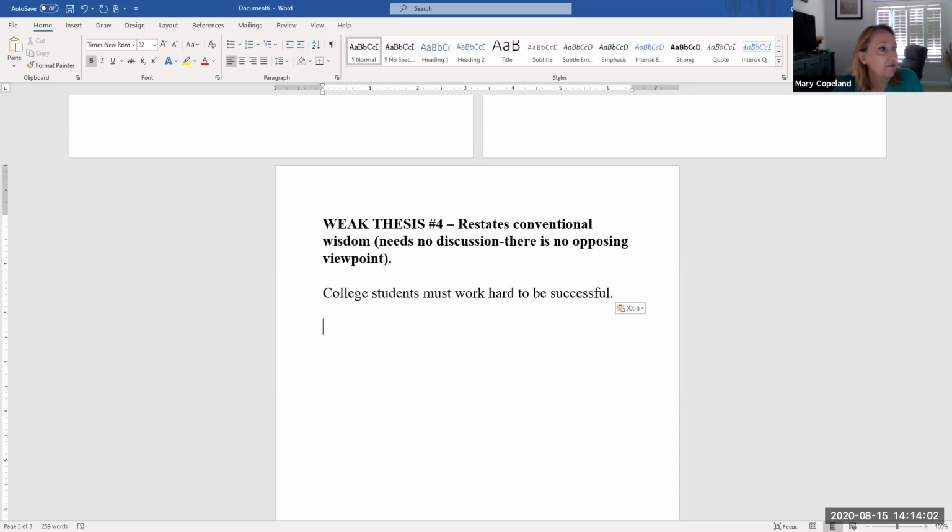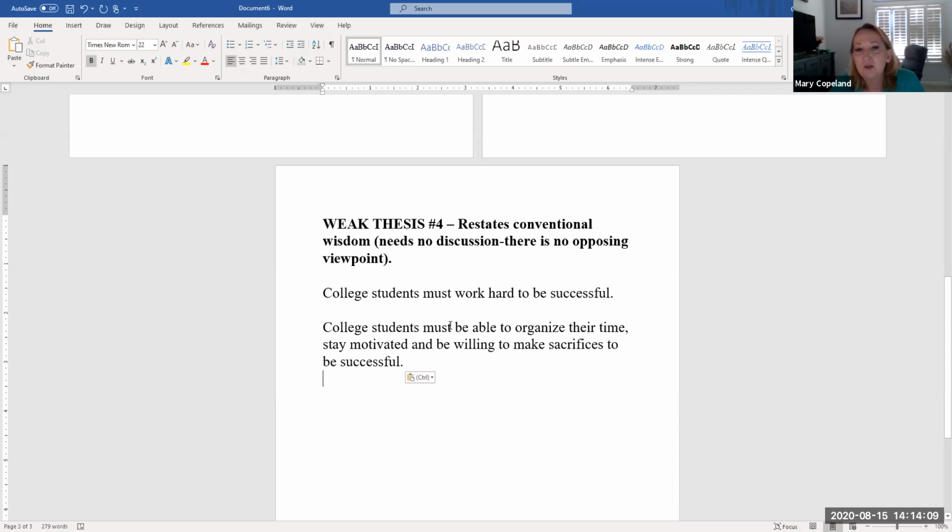So a more effective thesis here is something like this. Give us the why. College students must be able to organize their time, stay motivated, and be willing to make sacrifices to be successful. Great. Now I've got a plan of attack. I know what the essay is going to be focused on. I know the point. And some people would probably disagree with that. Some people probably would disagree that a college student has to stay motivated to be successful. So this paper is going to argue that.